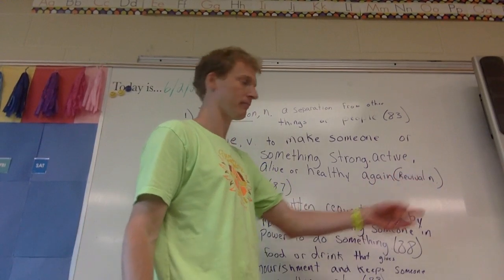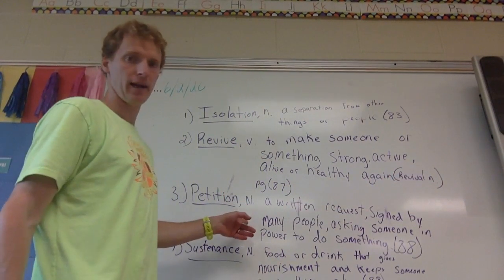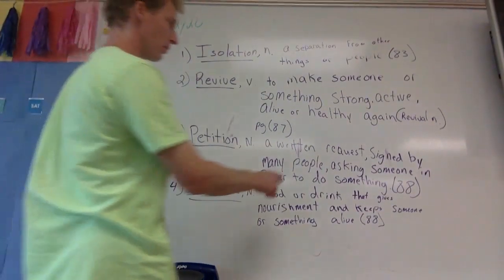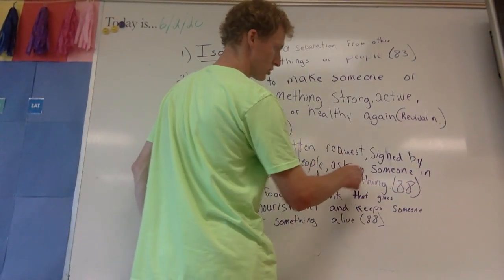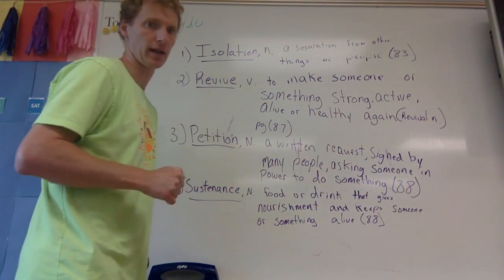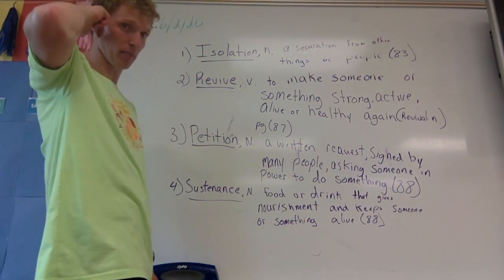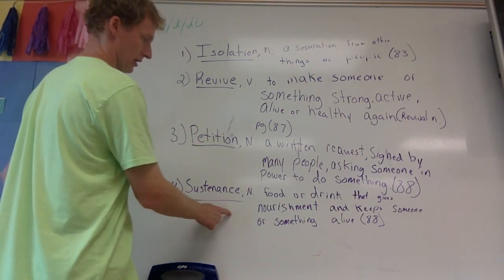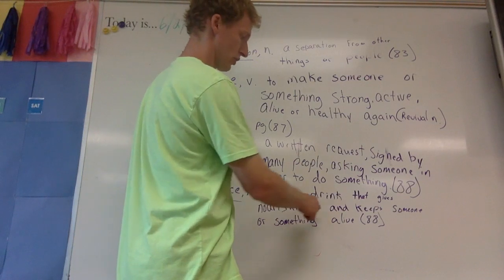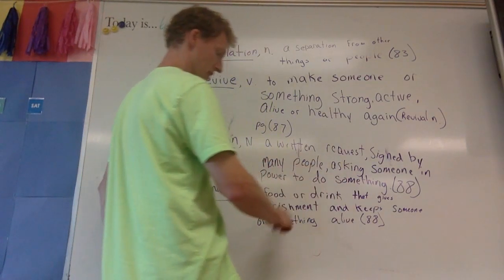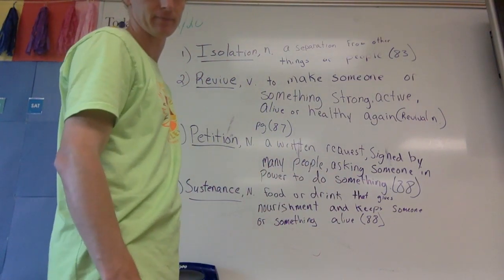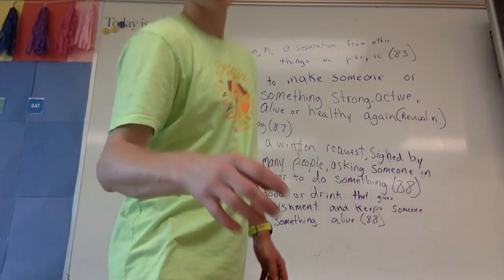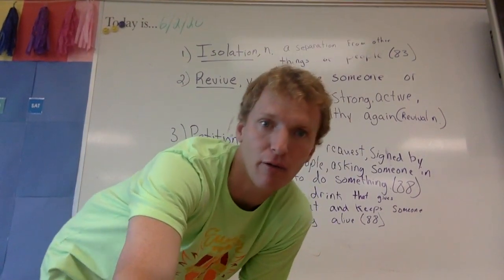There's a revival. A petition, not just any request. It's got to be a written request signed by many people asking someone in power to do something. So it's not just me writing it. Most likely you're going to have a lot of people write a petition or they're going to sign it. Okay? And then the last one is sustenance. It's a food or drink that gives nourishment and keeps someone or something alive. Okay? Those are the 4 vocab words for the next chapter. Our next chapter is called The Taking of the Land.